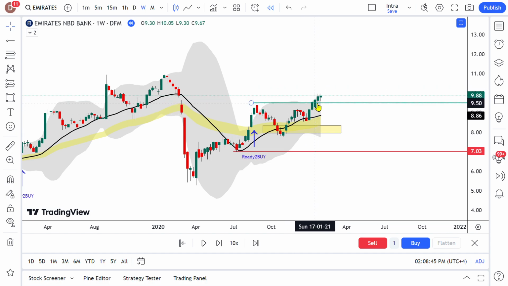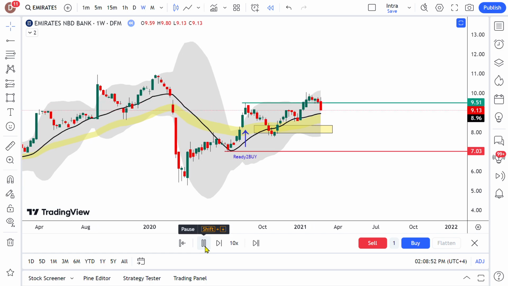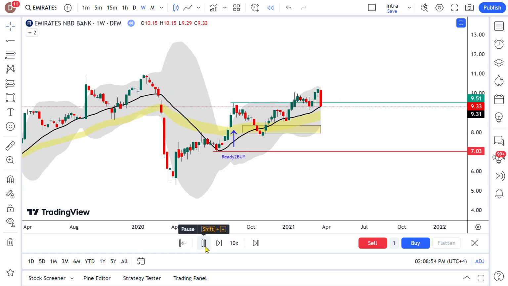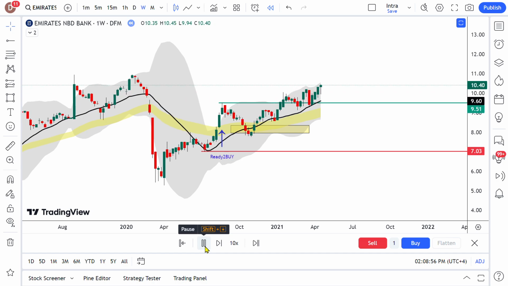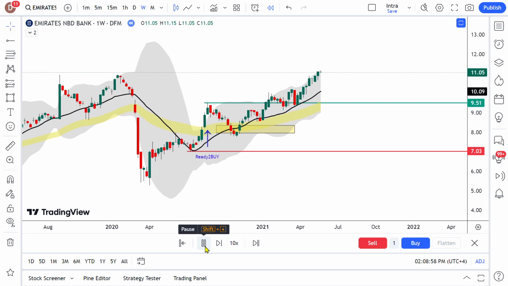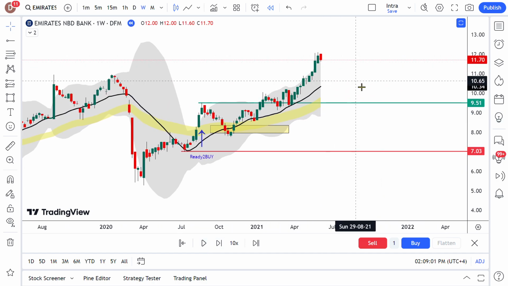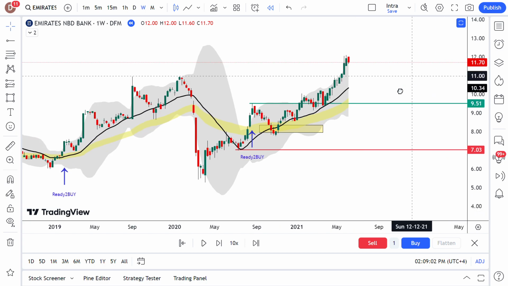At this point, actually, we add more. Remember, we said we will add more, or we will buy even when it crosses this high point. So you can buy more here. We're looking for a minimum of 11 dirhams on the stock. Yep, that is the point where we should be exiting as a trader.